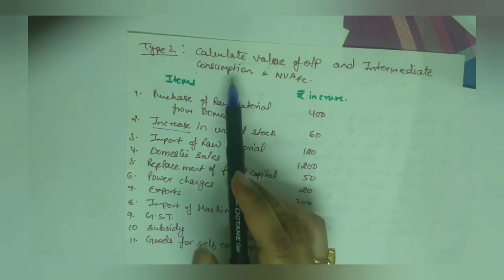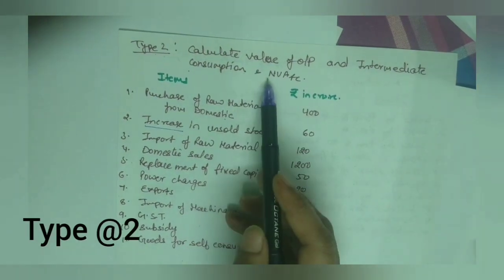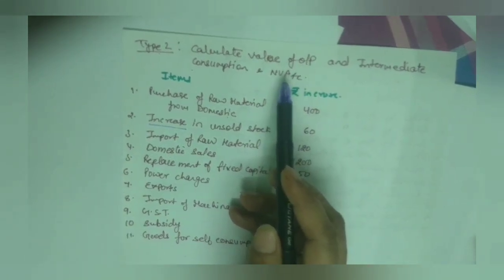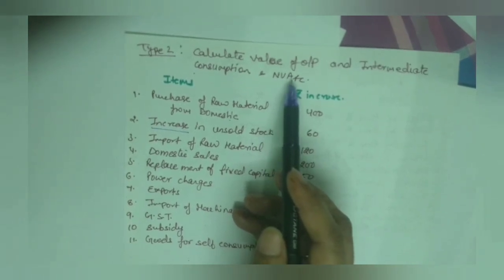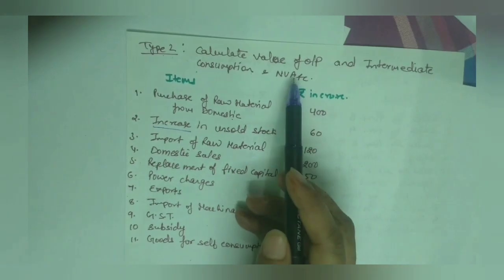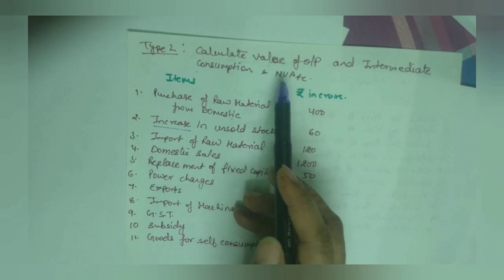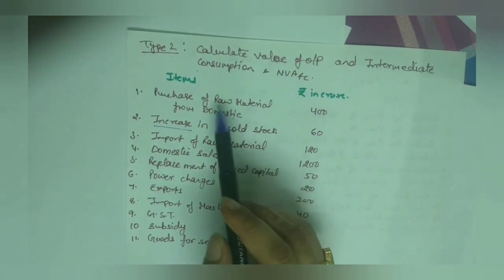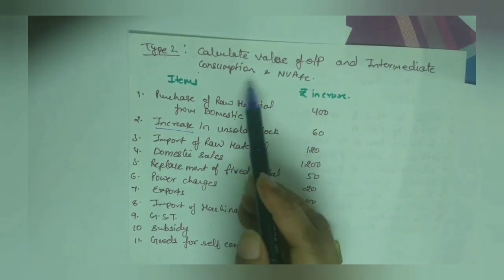Start with second type of question. Calculate value of output and intermediate consumption. Many times board also asks you the components to calculate through the formula, because always formulas are giving us GVA MP to NNPFC journey, but we know the components used in calculating these formulas are also used for calculating themselves, right? So here are some items through which we will calculate value of output and intermediate consumption.